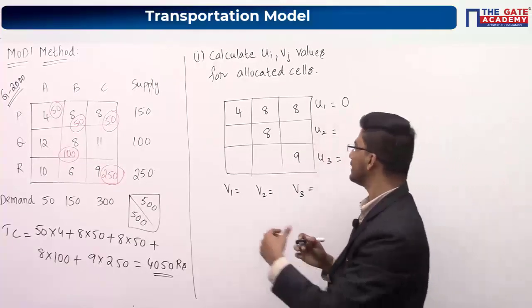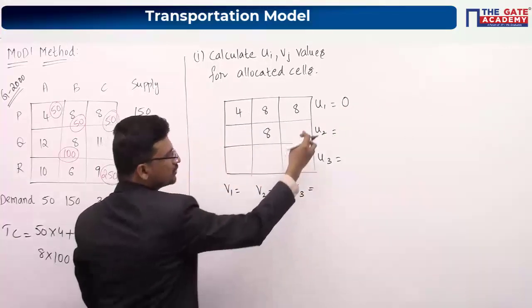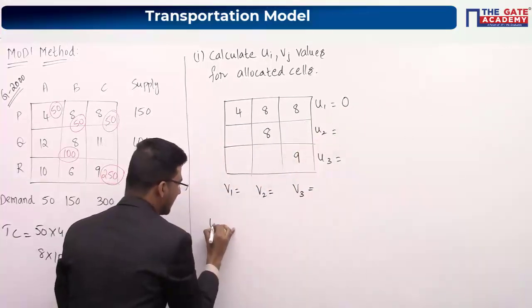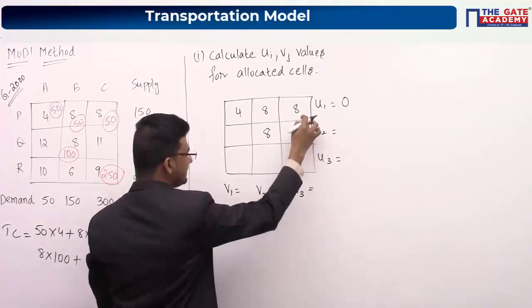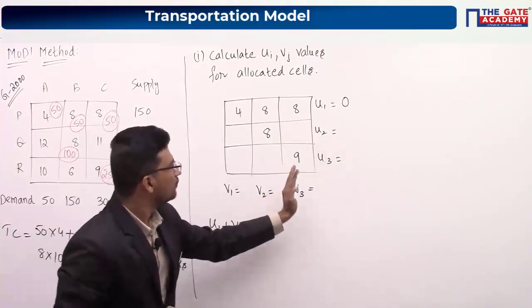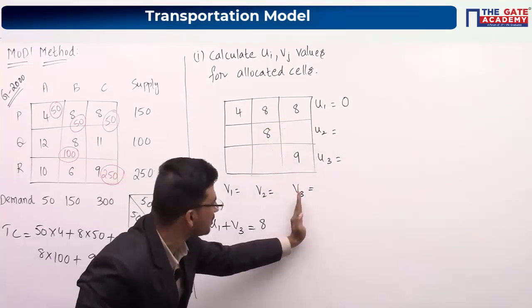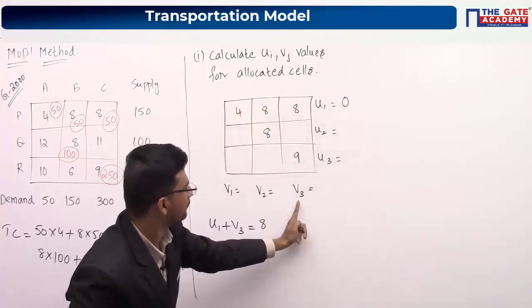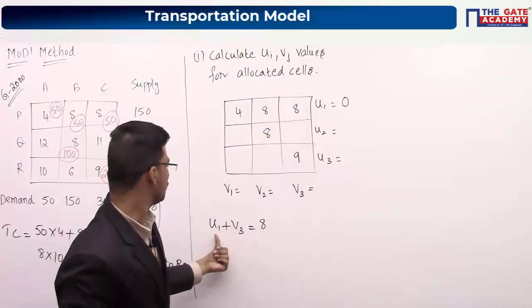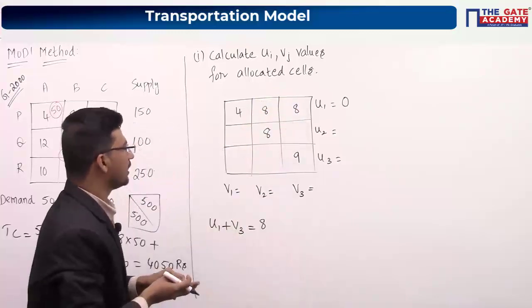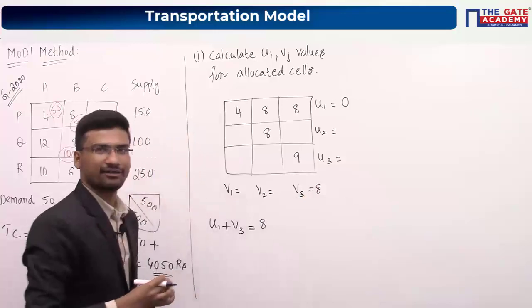Now how to calculate these values? So u1 plus v3, I am just writing u1 plus v3 is equal to... this particular cell is the intersection of these two variables, v3 and u1. So this element. So u1 plus v3 is equal to 8. Now what about v3? It will be 8.